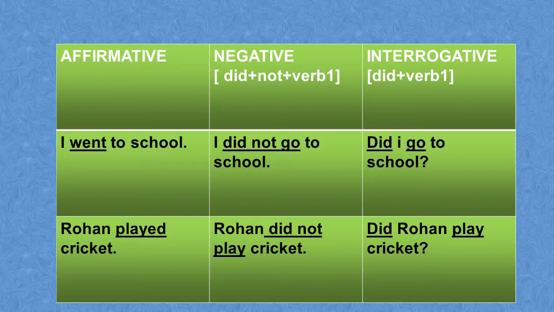Third is interrogative sentences. In this, we add did plus first form of verb. For example, did I go to school? Did Rohan play cricket? Students, always remember, with did we add the first form of verb.